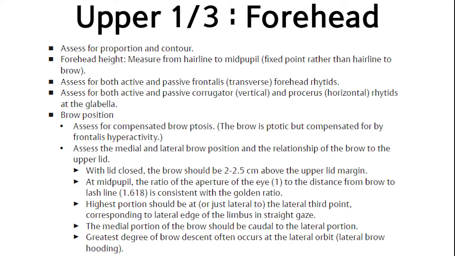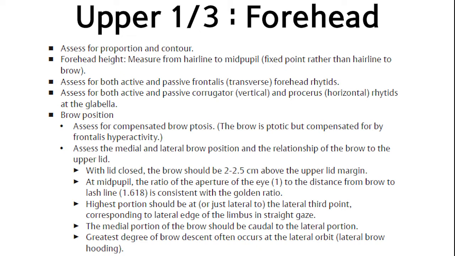Then we assess for both active and passive frontalis, transverse forehead rhytids. And we assess for both active and passive corrugator, vertical, and procerus horizontal rhytid at the glabella. Regarding the brow position, we assess for compensated brow ptosis. The brow is ptotic but compensated for by frontalis hyperactivity.